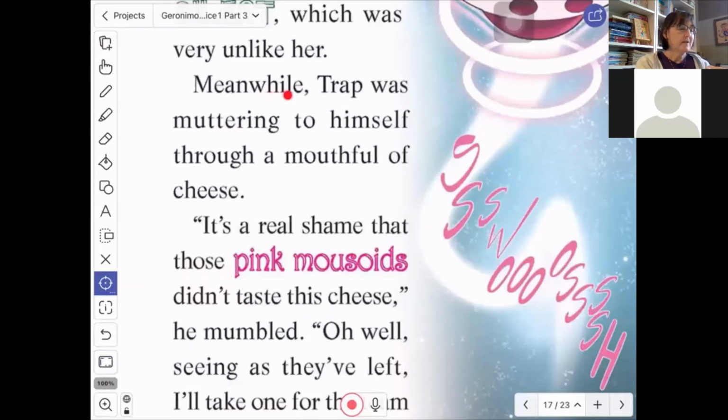Meanwhile, Trap was muttering to himself through a mouthful of cheese. "It's a real shame that those pink mousoids didn't taste this cheese," he mumbled. Mumbled and murmured and muttering are all kind of similar. You're not talking very clearly or loudly. It's kind of almost to yourself.